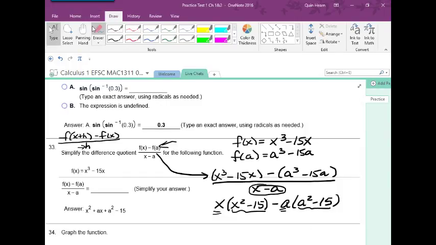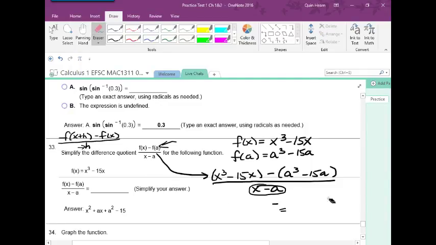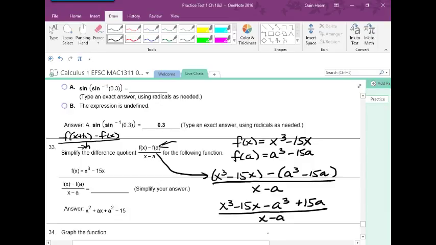So another thing you can do is to try rearranging the numerator a little bit and grouping differently. So let's see what we can do. First, distribute your negative. You have x cubed minus 15x minus a cubed plus 15a over x minus a.